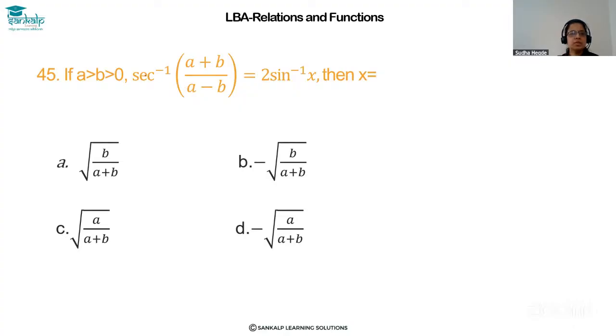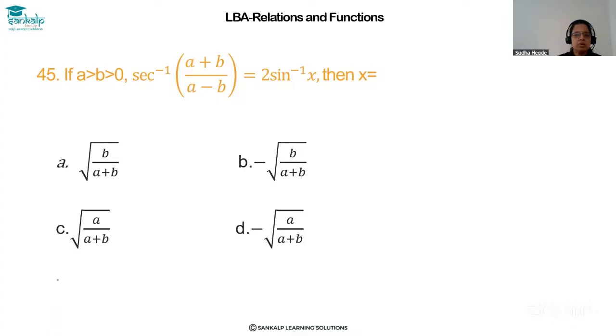Hi students, the question is, if A greater than B greater than 0, secant inverse of (A plus B divided by A minus B) is equal to 2 times sin inverse x, then you need to find x value. Option A, under root B divided by A plus B. Option B, minus under root B divided by A plus B. Option C, under root A divided by A plus B. Option D, minus under root A divided by A plus B.